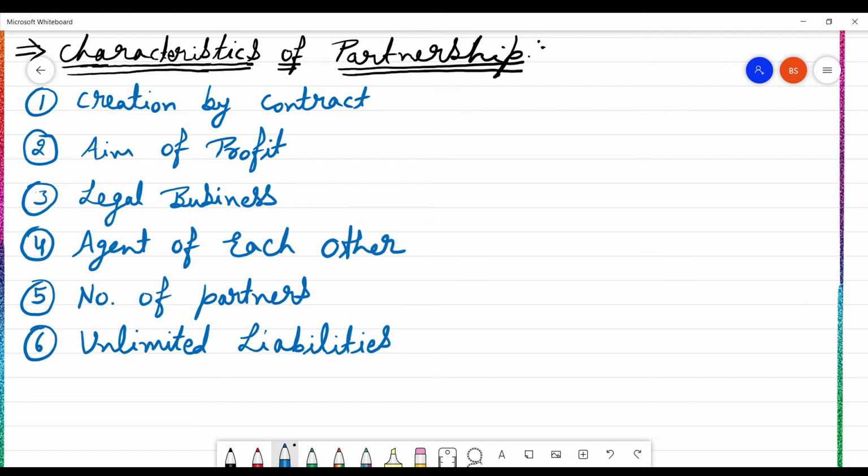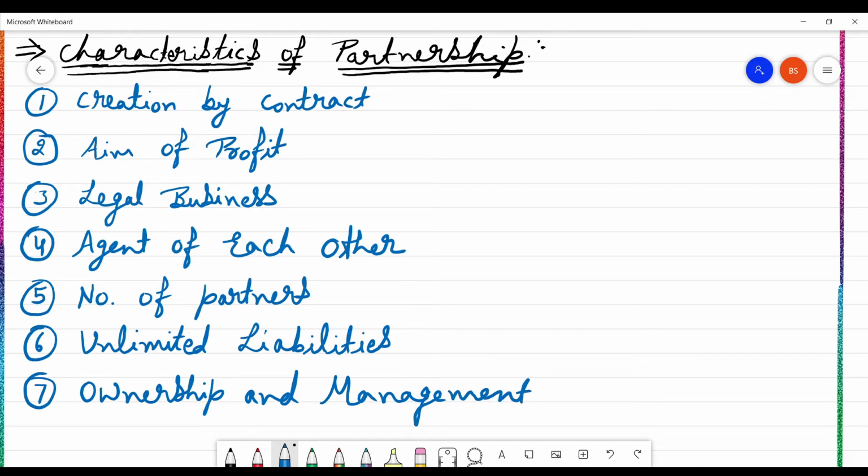Seventh and last characteristic is ownership and management of firm. Partners are owners of business and they do the management of business. The management of business is done either by all the partners or by one partner or by more than one partner.